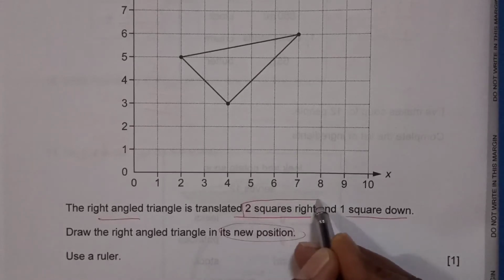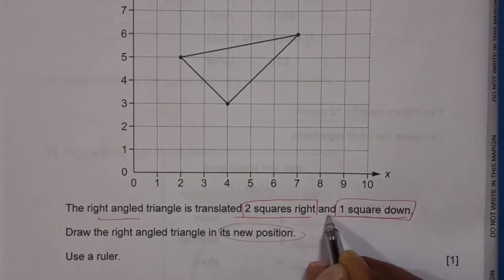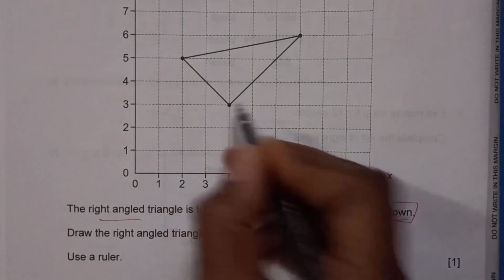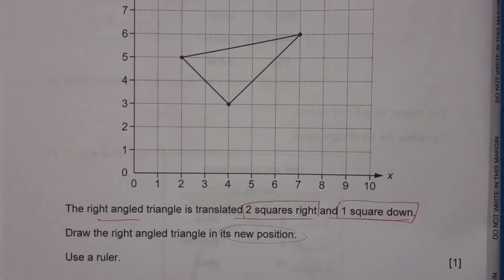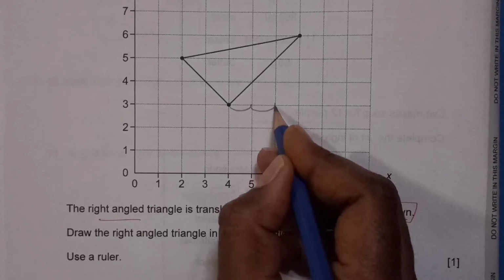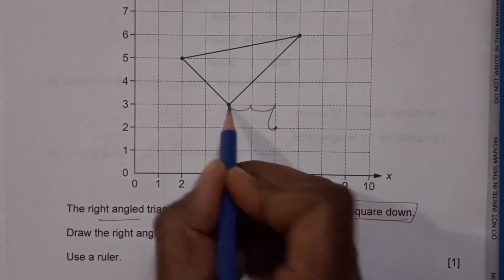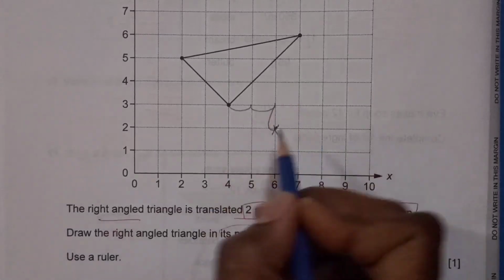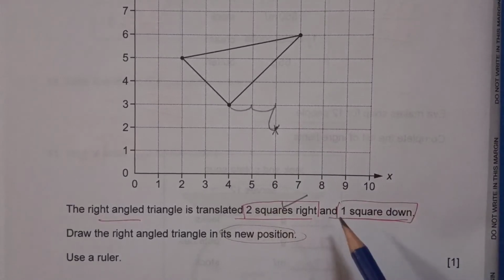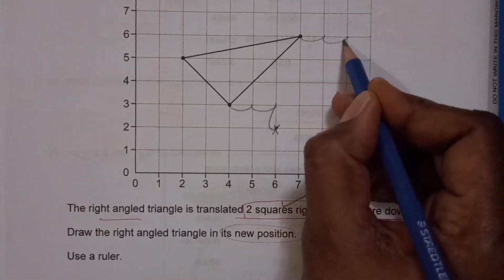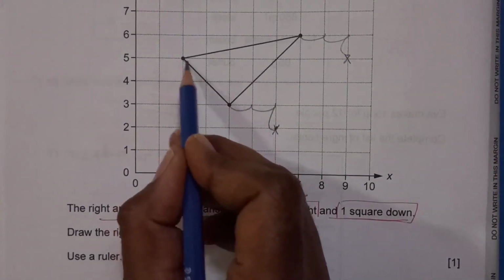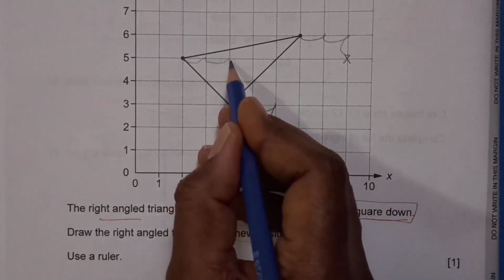So 2 squares right and 1 square down. We can start from any corner. Let me start from this corner. So 2 squares right. Let me use pencil for that. 1, 2 squares right, we are done, and 1 square down. So that means this point is now at this point. Then the others also will go there that way. So 2 squares right, 1, 2 and 1 down. So this corner came here, and this also 2 squares right, 1, 2 and 1 square down.